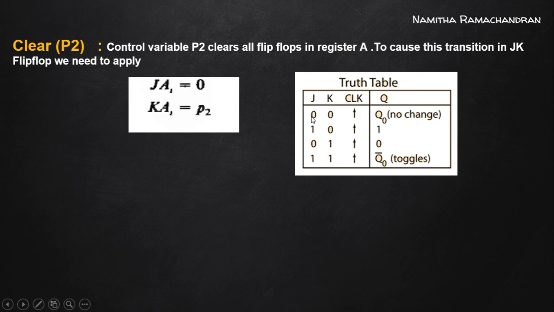Okay, from this truth table of JK flip-flop, in order to clear, that means make the value of Q in the next state, whatever value is present here in the current state, we need to make it as 0. In order to get the 0 in the next state, what are the J and K input requirements? J must be 0 and K must be 1.